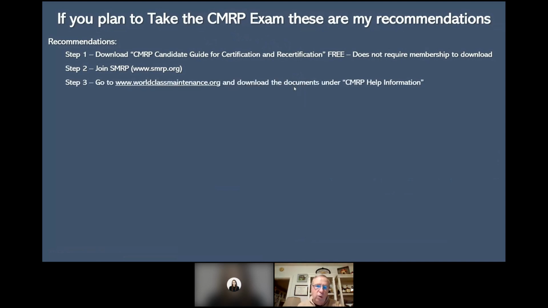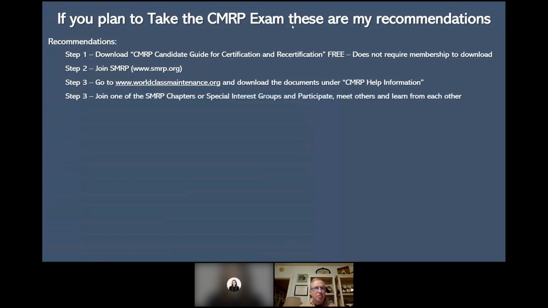Step 3, go to my website and download these documents. You don't have to put in an email address to download anything. I don't care who's been on my website. You go in there, take what you want, and leave the rest, okay? Not a problem. Join one of the SMRP chapters or special interest groups and participate.